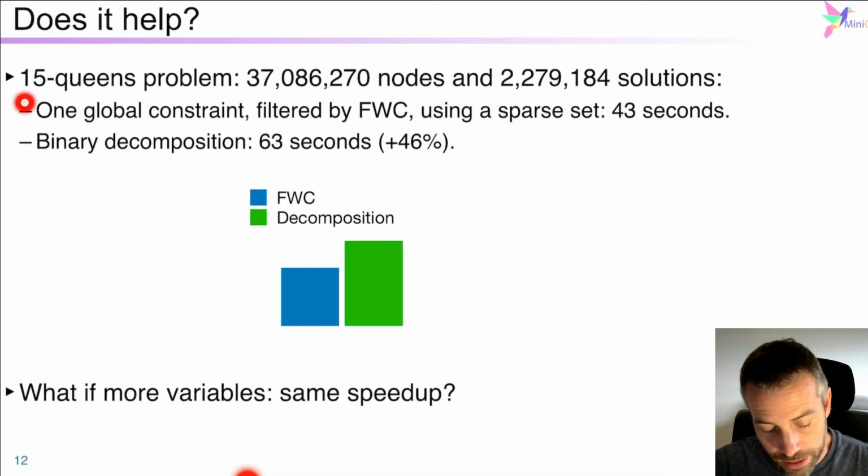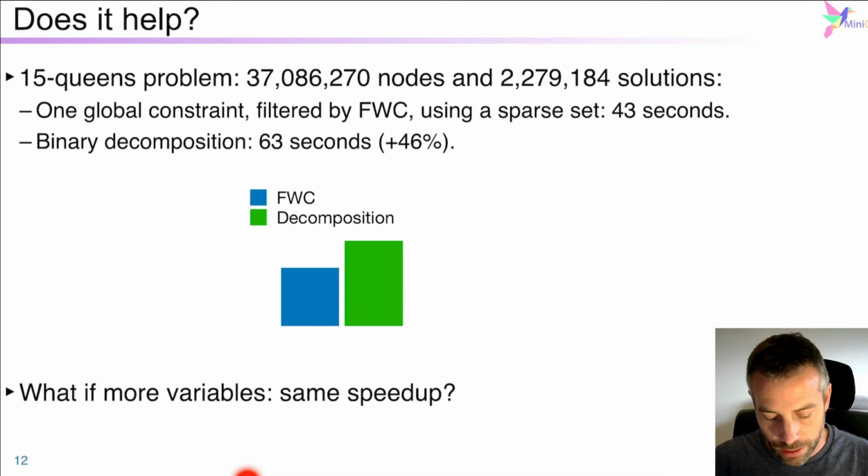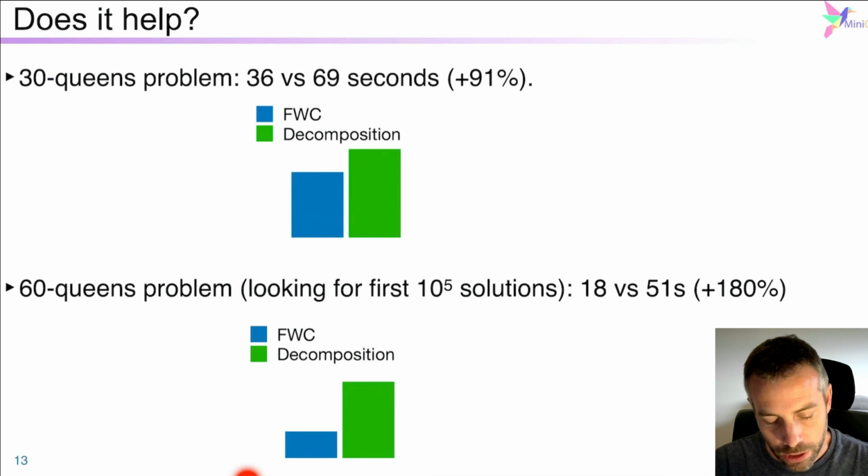But that's for 15 queens, so AllDifferent constraints expressed with a range of 15 variables. Let's enlarge the problem a little bit and consider more variables to see if the speed up is even more important. I now have an experiment with 30 queens, and the speed up is even larger: you see that it is almost 91%.